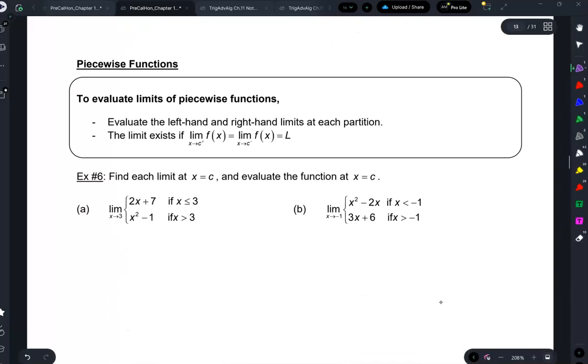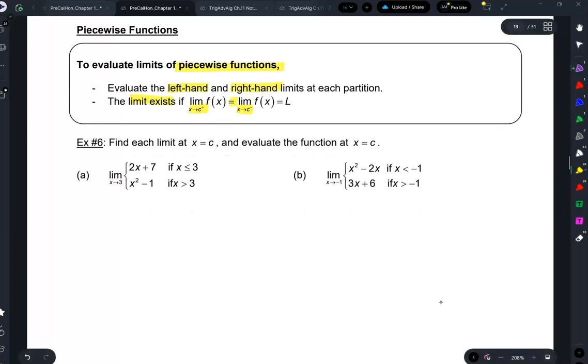To evaluate limits of piecewise functions, you want to look at the left-hand limit and the right-hand limit. If the two limits are equal to each other, then the limit exists. So this is what we're going to do here. This is where you have to show justification. So this is what we do. Limit as x approaches 3 from the minus side. Where do we plug in the 3? Oh, you know what? I thought I fixed this. So these should all be labeled f of x.